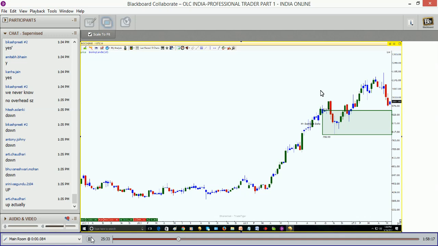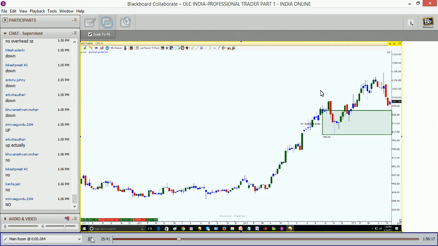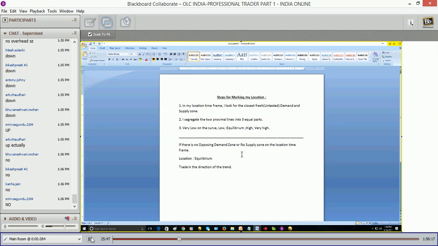Because as we discussed, if you are in the lower end of the curve, we are looking to buy. If you are at the higher end of the curve, we are looking to sell. If we are in equilibrium, we are looking to trade in the direction of the trend. When my trend is up, I will be looking to buy. When my trend is down, I will be looking to sell. And if my trend is sideways, I do not take a trade unless I have a coinciding zone.